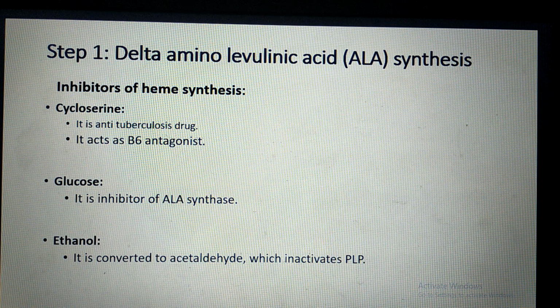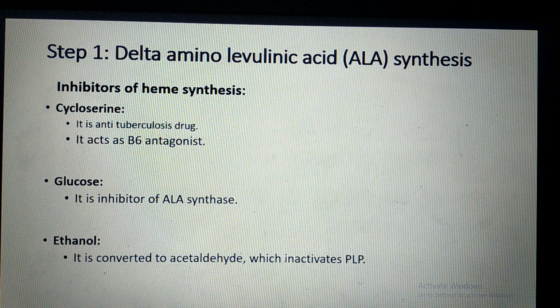Some inhibitors of step 1 are cycloserine. It is an anti-tuberculosis drug again. It is an antagonist of pyridoxine B6 or vitamin B6. Glucose is also an inhibitor of heme biosynthesis. It inhibits the enzyme delta aminolevulinic acid synthase or ALA synthase. Ethanol is also an inhibitor of the heme synthesis pathway. Ethanol is converted into acetaldehyde, and this acetaldehyde inactivates the coenzyme pyridoxal phosphate. So these are the inhibitors of heme synthesis.